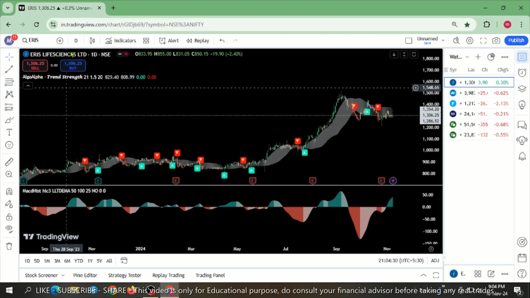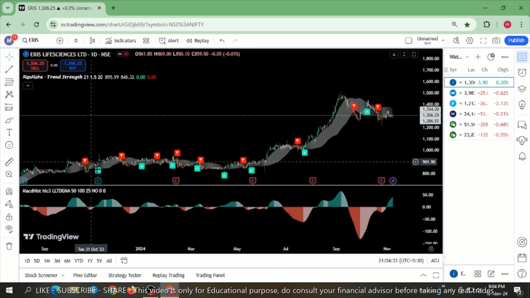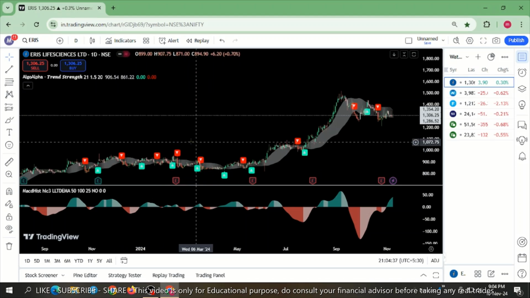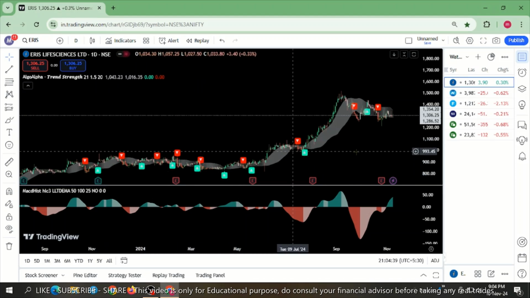This is a bigger time frame, daily. But in this you'll be getting a hell of a lot of intraday trades on 3 minutes, 5 minutes, 10 minutes, 15 minutes, even 30 minutes.